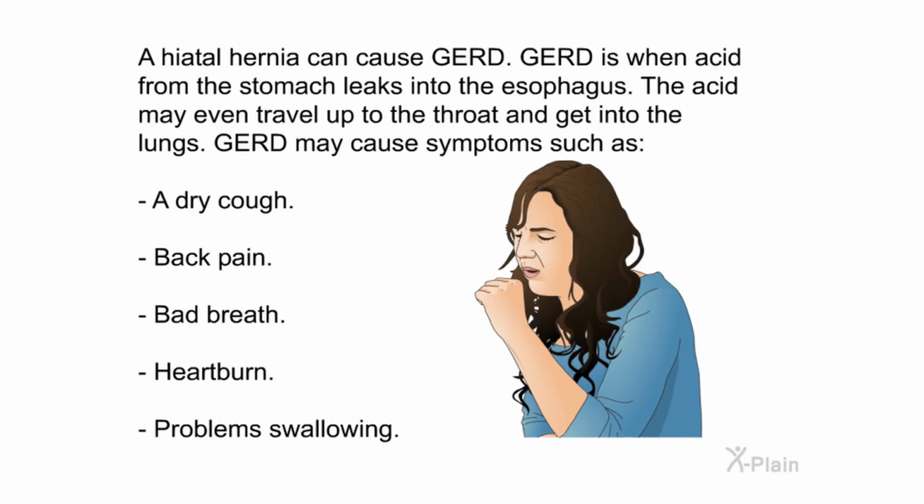A hiatal hernia can cause GERD. GERD is when acid from the stomach leaks into the esophagus. The acid may even travel up to the throat and get into the lungs. GERD may cause symptoms such as a dry cough, back pain, bad breath, heartburn, and problems swallowing.